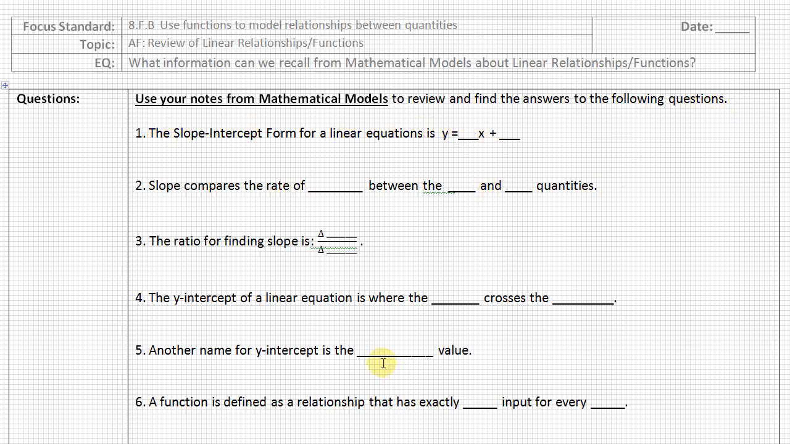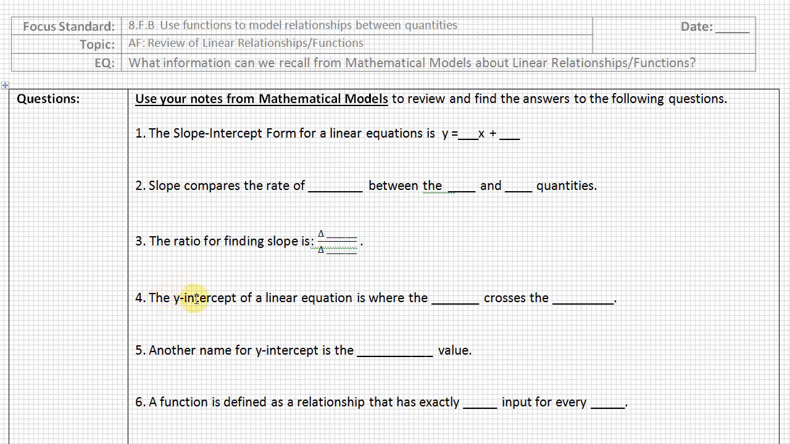The first question is, the slope-intercept form for a linear equation is y equals blank x plus blank. Number 2, slope compares the rate of blank between the blank and blank quantities. Number 3, the ratio for finding slope is the change in blank over the change in blank.